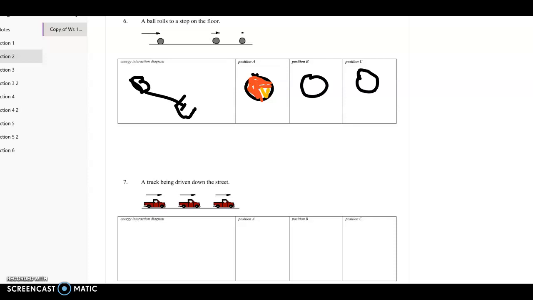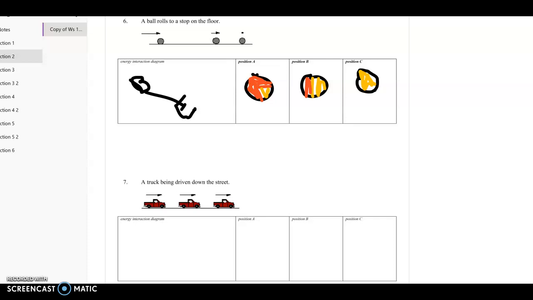Okay, great. So over here, it rolls to a stop. So we know it's slowing. We know thermal has to increase. So there's the thermal. And it is slowing. So, here's the kinetic. And if it rolls to a stop, it's all thermal. Yay. That seems great.